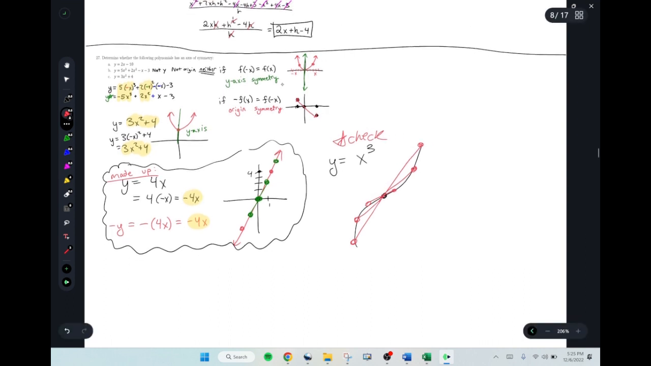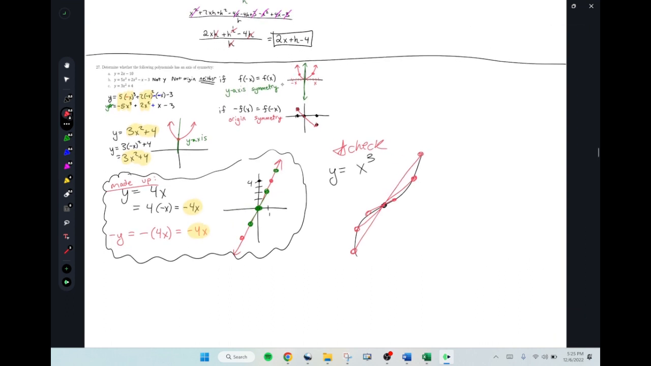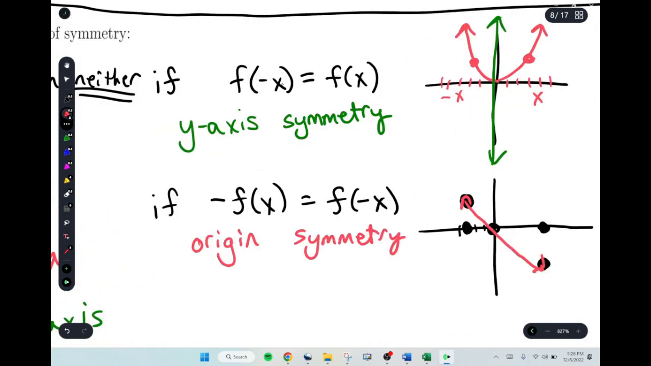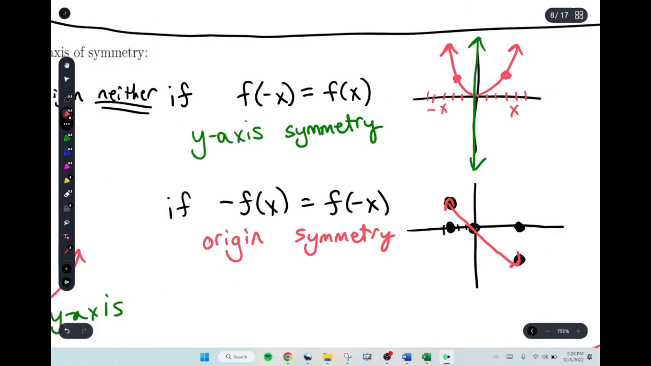So just check symmetry. Plug in negative x and look for those two cases right there. If it's exactly the same, or if every single term flips sign. Those are the only two things that can happen. Otherwise, it's neither. Cool?